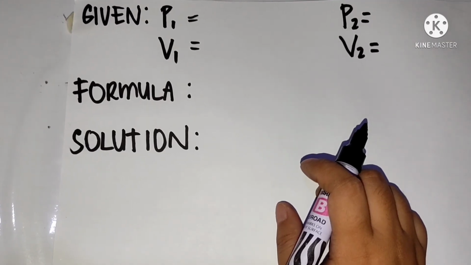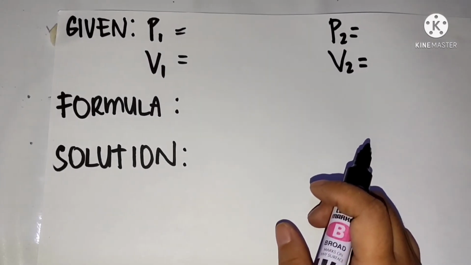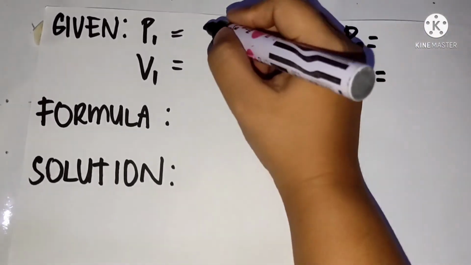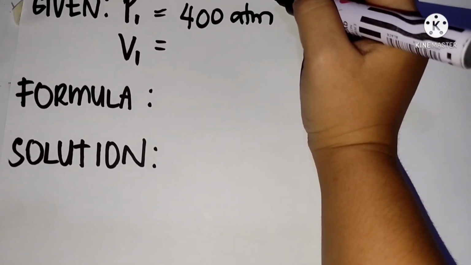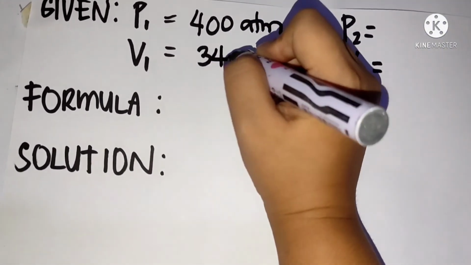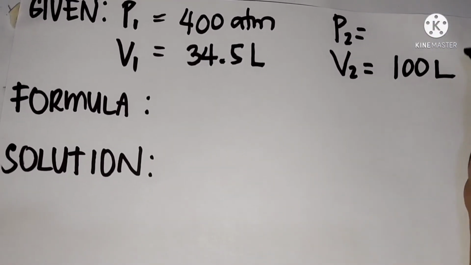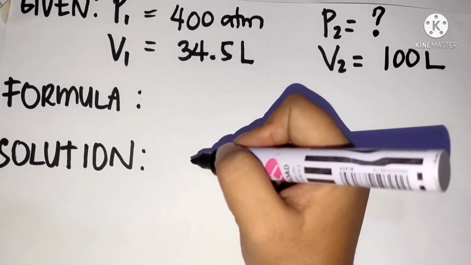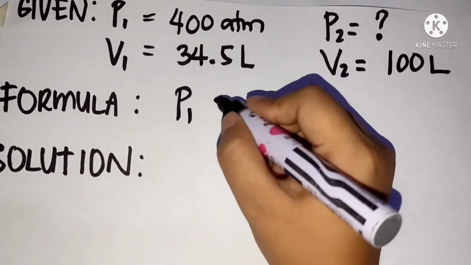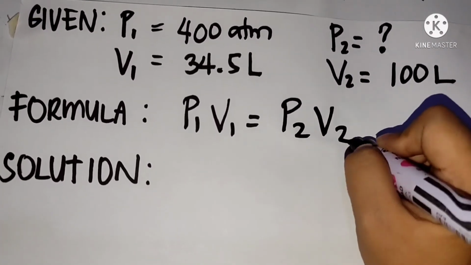Now, let's check your answer. What are the given in our problem? Our initial pressure is 400 atm. Our initial volume is 34.5 liter. Our final volume is 100 liter. Unknown is the final pressure. Our formula is P1 V1 is equal to P2 V2.